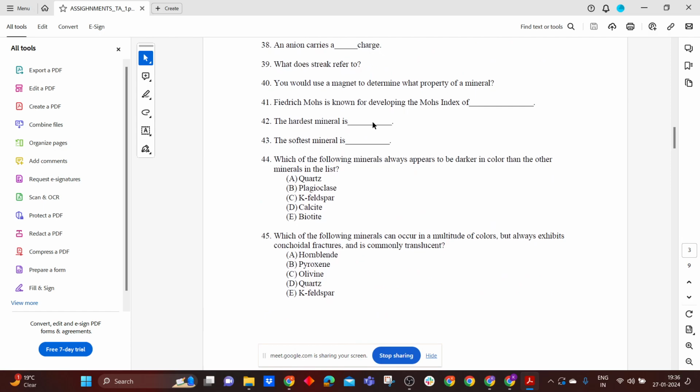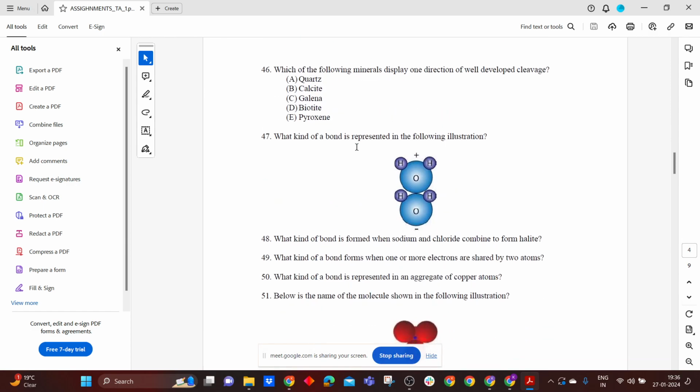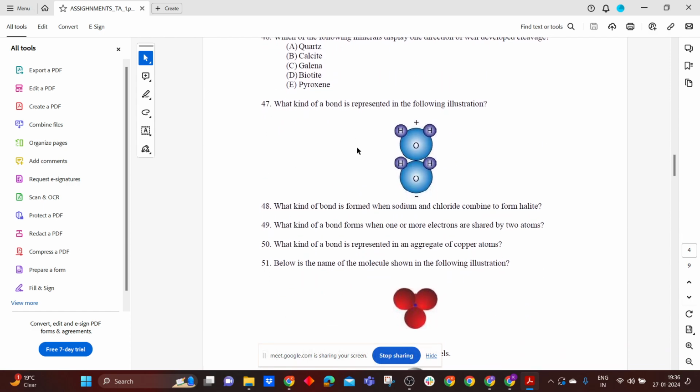So the hardest mineral is diamond. Yes, and the softest is talc, right? Talc. Okay. Now move to this question. So guys, what will be the answer to question 47?